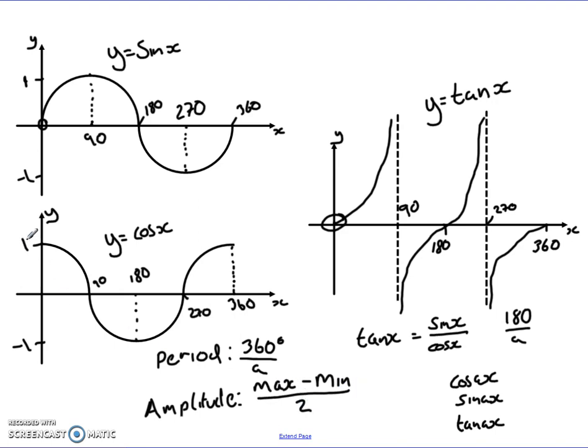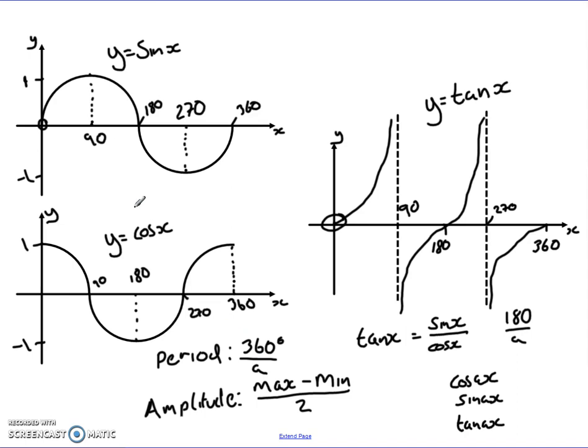So say our maximum was 6 and our minimum was -2. We do 6, take away -2, so 6 plus 2 gives me 8, divide it by 2, and that tells me that my amplitude is 4. So the distance from what would be the centre line to the top, or the centre line to the bottom, is 4. These key properties are properties we can calculate for any of the trigonometric functions.